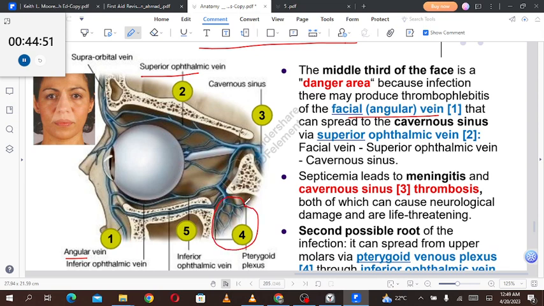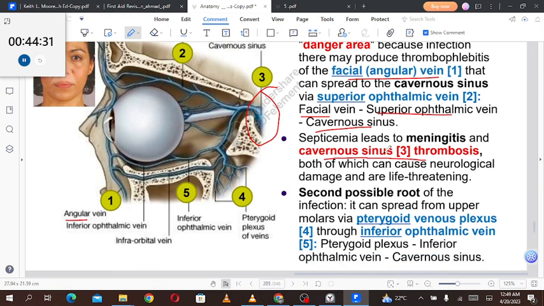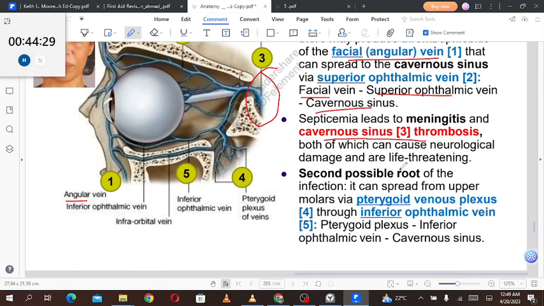No, that's not cavernous. That is very good. Here we have the cavernous sinus. So it can spread to the cavernous sinus via the facial vein, then to the superior ophthalmic vein, and from there into the cavernous sinus. The septicemia leads to meningitis and cavernous sinus thrombosis, like thrombosis in this cavernous sinus, both of which can cause neurological damage and are life-threatening as well.